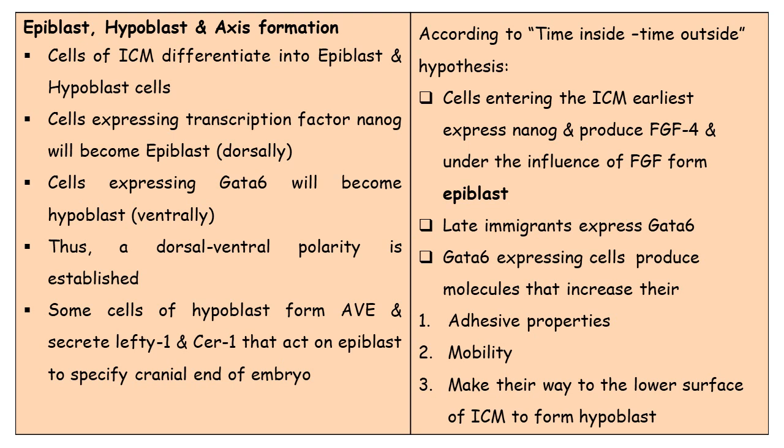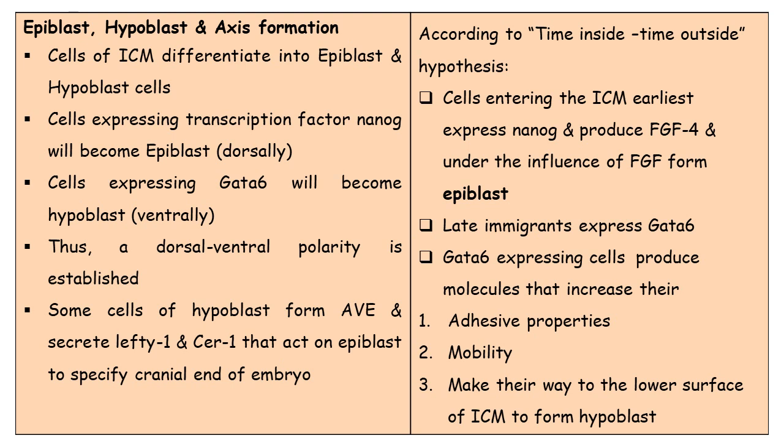And the late immigrants express geta 6. The cells which are entering the embryoblast later, in the late stage of the cleavages, express the geta 6 transcription factor, and ultimately these are going to form the hypoblast cells. And these geta 6 expressing cells produce molecules that increase their adhesive properties, mobility. Geta 6 will increase the mobility of the cells.